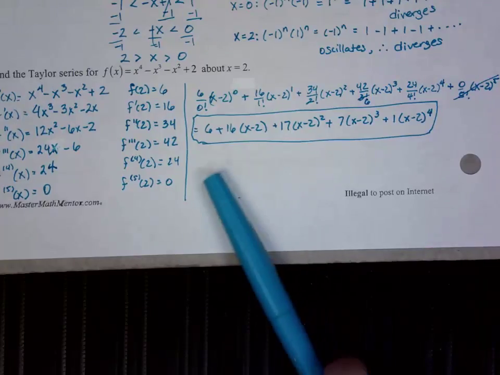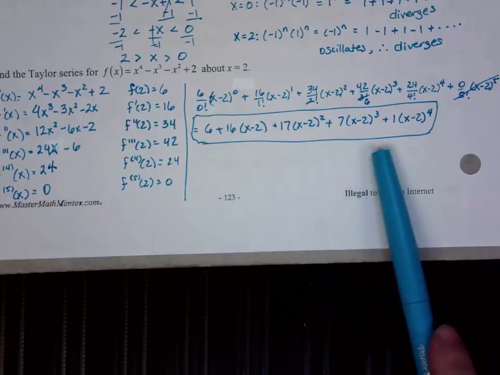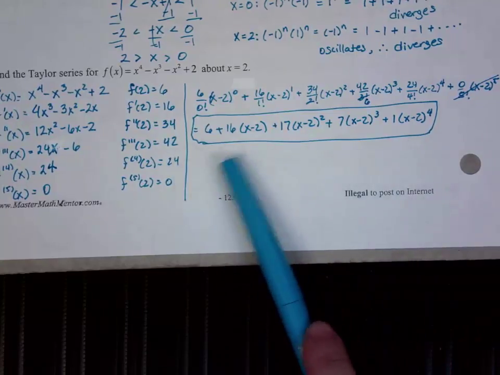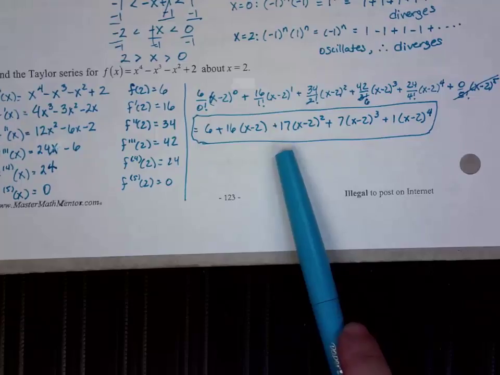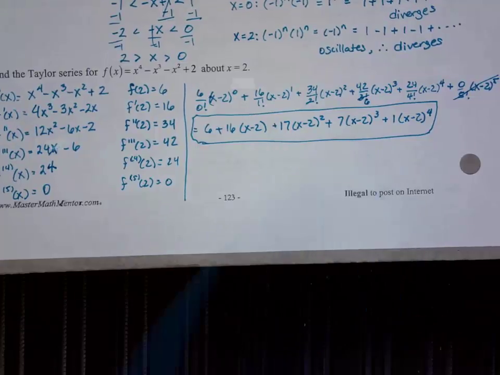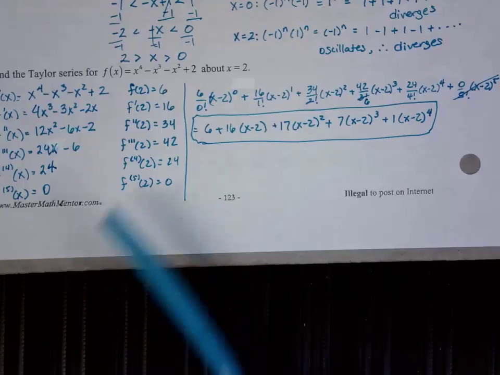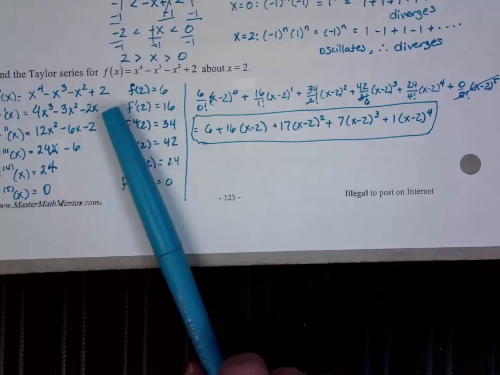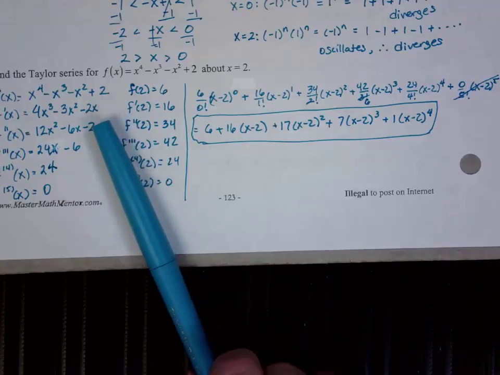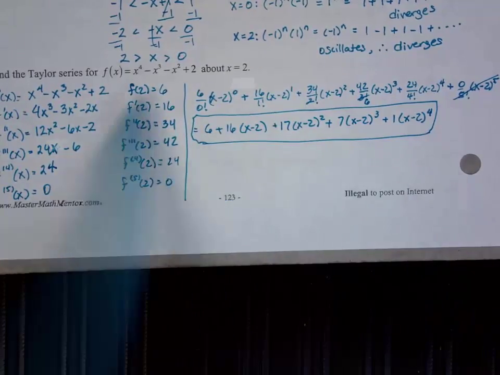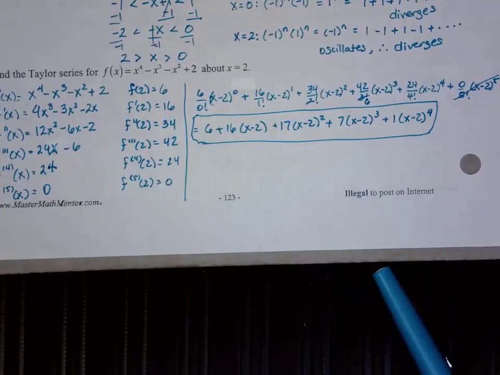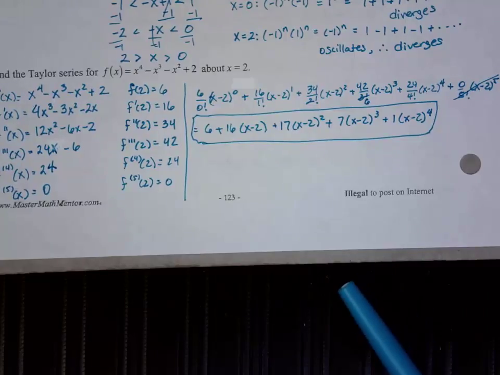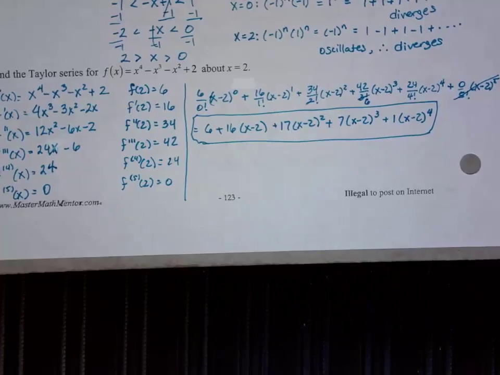Now, here's the weird thing. If I multiplied all this out, squared that, multiplied by 17, cubed that, multiplied by 7, what do you think it would end up making? The original problem. It would make the original problem. Okay? All we did was rewrite the original problem in a new way, centering it around 2. Now, I'm not exactly sure, I'd have to do some more research. I'm not exactly sure why you would want to do this in the first place, honestly.